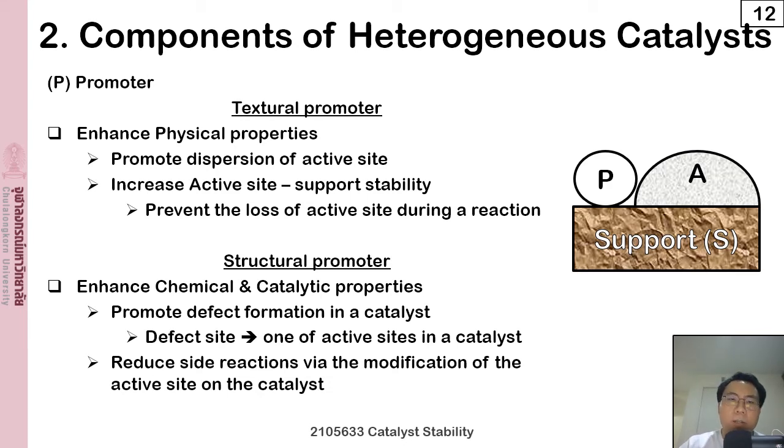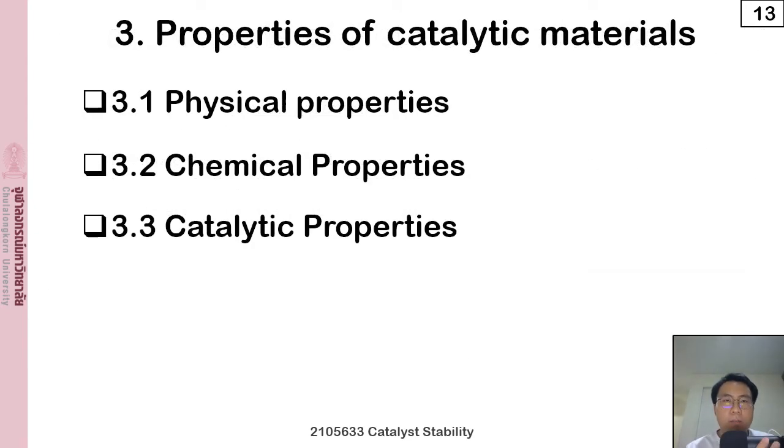So by modifying the active site, you are modifying all the pathways of the reaction that happens on the catalyst. So reduce side reactions. If you choose the right structural promoter, it can promote a high yield of your desired product. So as we saw, each component in the catalyst affects its properties.